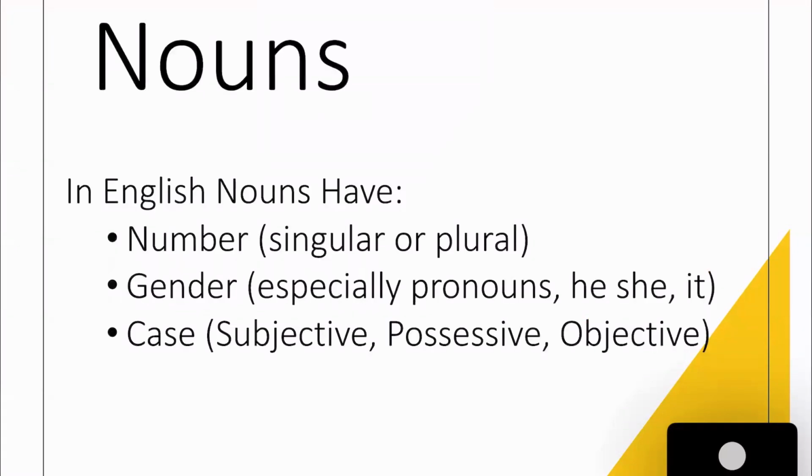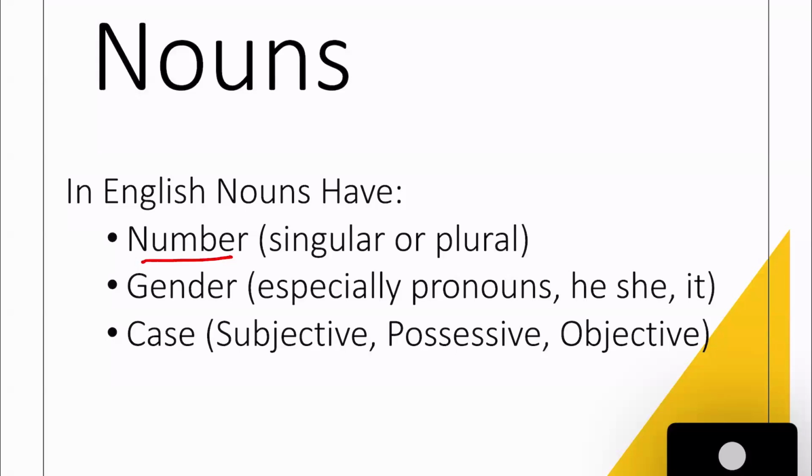In order to understand how Greek nouns work, I want to first think a little bit about how English nouns work. As we know, English nouns can be singular or plural, and we call this number. So you could have a boy or you could have boys. Same noun, one is a single boy and the other is more than one boy.